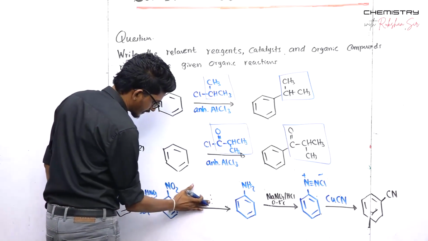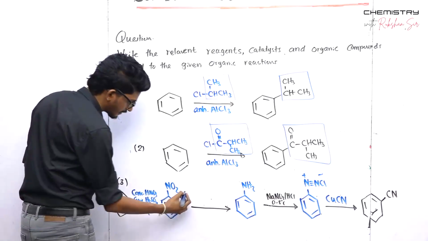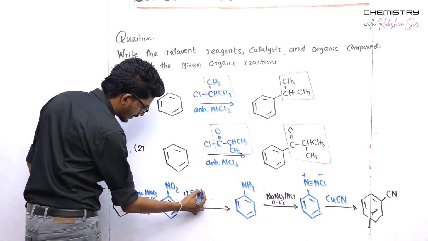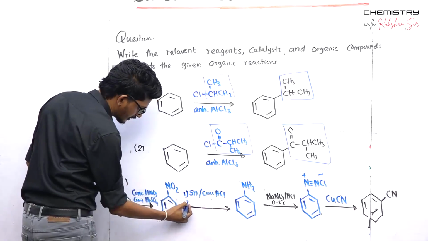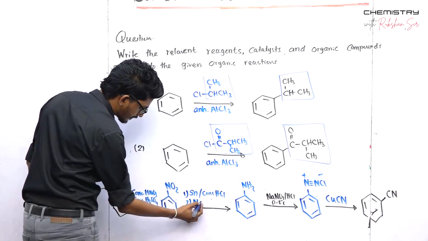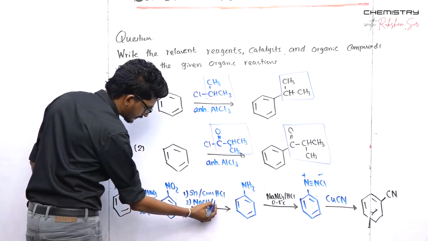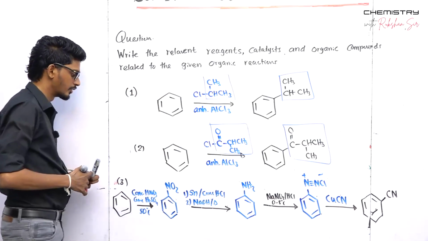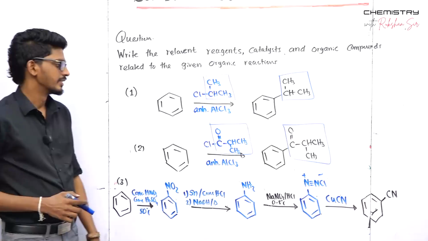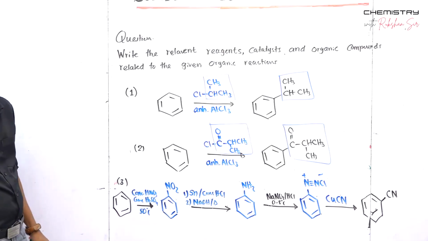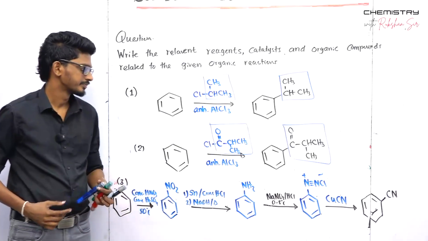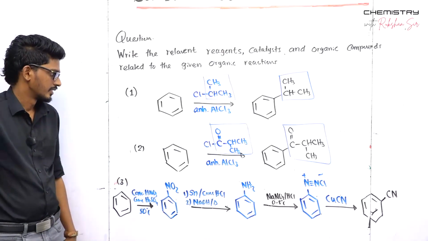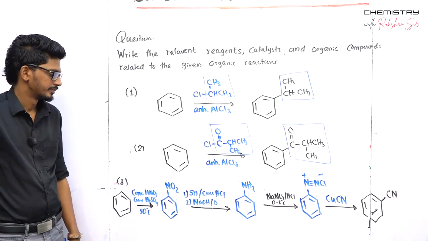There is a reduction to convert the NO2 to NH2, the reducing agent being tin with conc HCl. Secondly, you need to come up with NaOH and heat. This is how we are supposed to complete that problem.